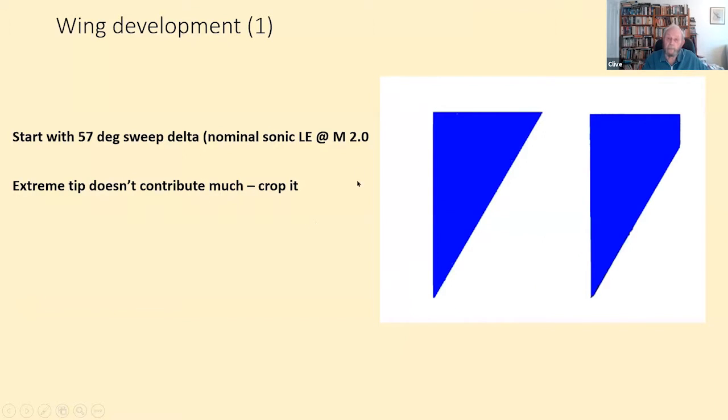How did we develop the wing? Well, we started off with a 57-degree delta, which nominally gives you a sonic leading edge at Mach 2. Then we found the extreme tip doesn't do very much, so we cut it off.